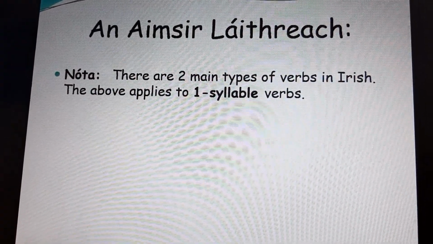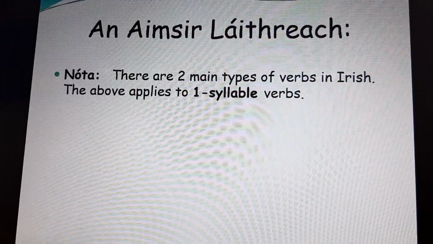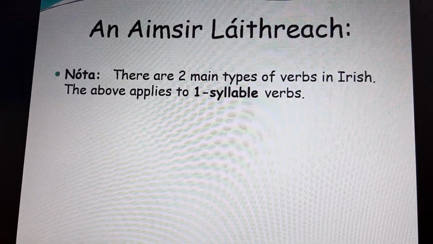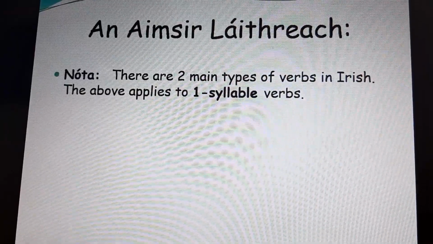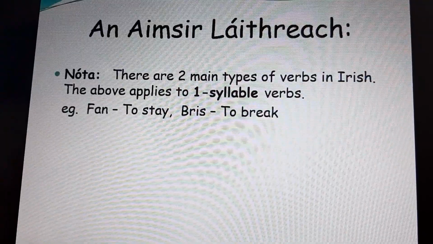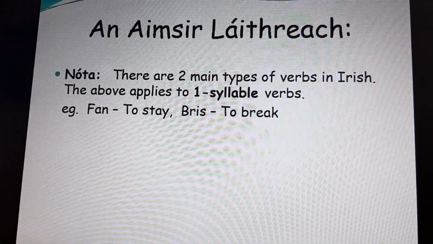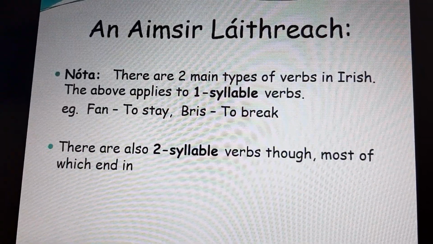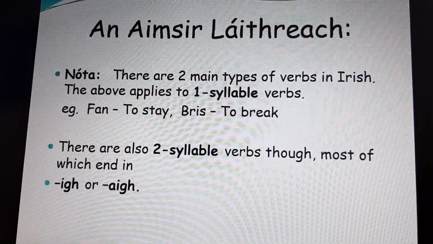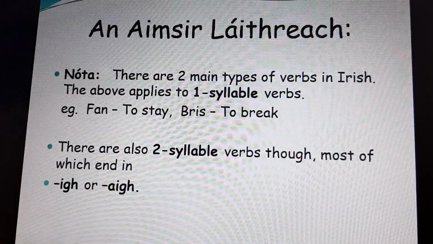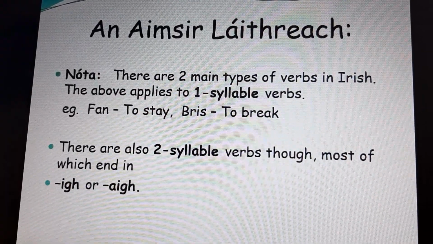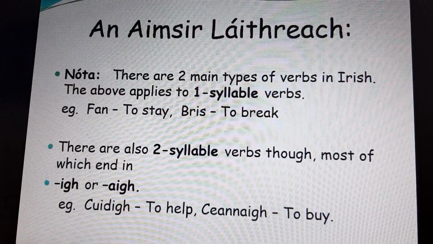Now, all this applies to verbs with one syllable in them. So if you look at the verbs I've used, bris, cuir, ól, tóg, fan, fág, éist, whatever, they're all one syllable verbs. Just have it in the back of your head that there are two syllable verbs as well, and we need to tackle those at a later point, but they all end in either -igh or -aigh, or the vast majority anyway. So the likes of ceannaigh, tosaigh, críochnaigh, ullmhaigh, and so on. But we'll come back to that.